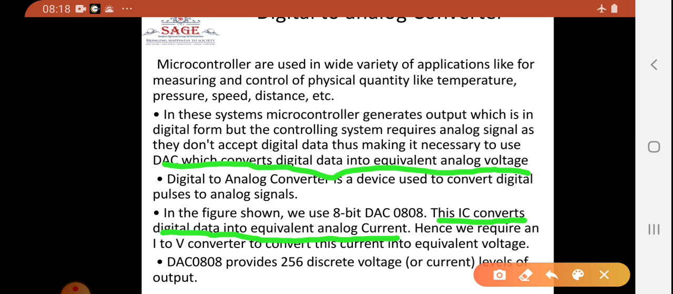Hence, what does this DAC convert into? It converts digital into analog current. Hence we also require a current to voltage converter, an I to V converter, to convert this current into equivalent voltage.